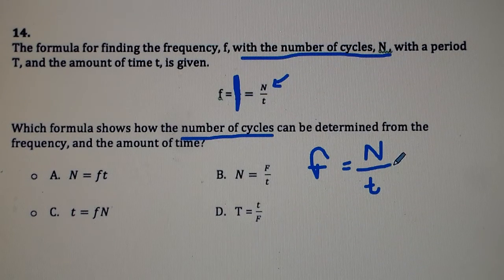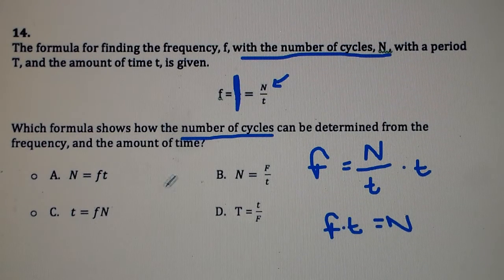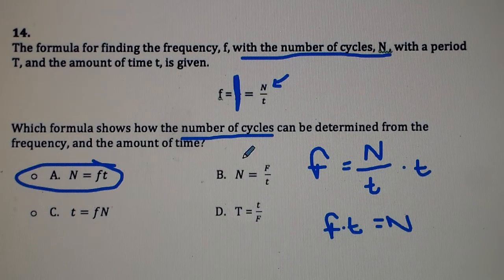So we have to get the n by itself, so the opposite of divide by t is times t. So we got f t is equal to n. So f times t. So that'd be A.